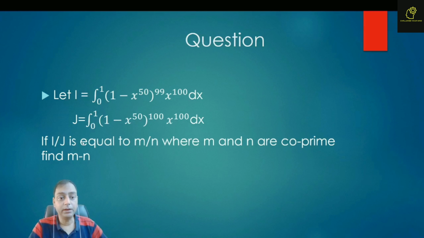If I by J is equal to m upon n, and m and n are co-prime, we need to find the value of m minus n. This is a very tricky problem. Now I'm going to give concepts on how to solve these types of problems.